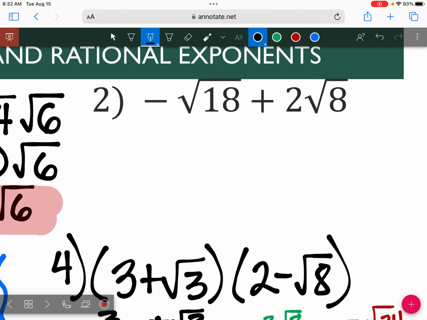And again, we have to simplify. So 18 can be simplified, and so can the 8. So I want you to take a minute, try to simplify both of those. So you're looking at this list of perfect squares, figuring out what number goes into 18 and what number goes into 8.